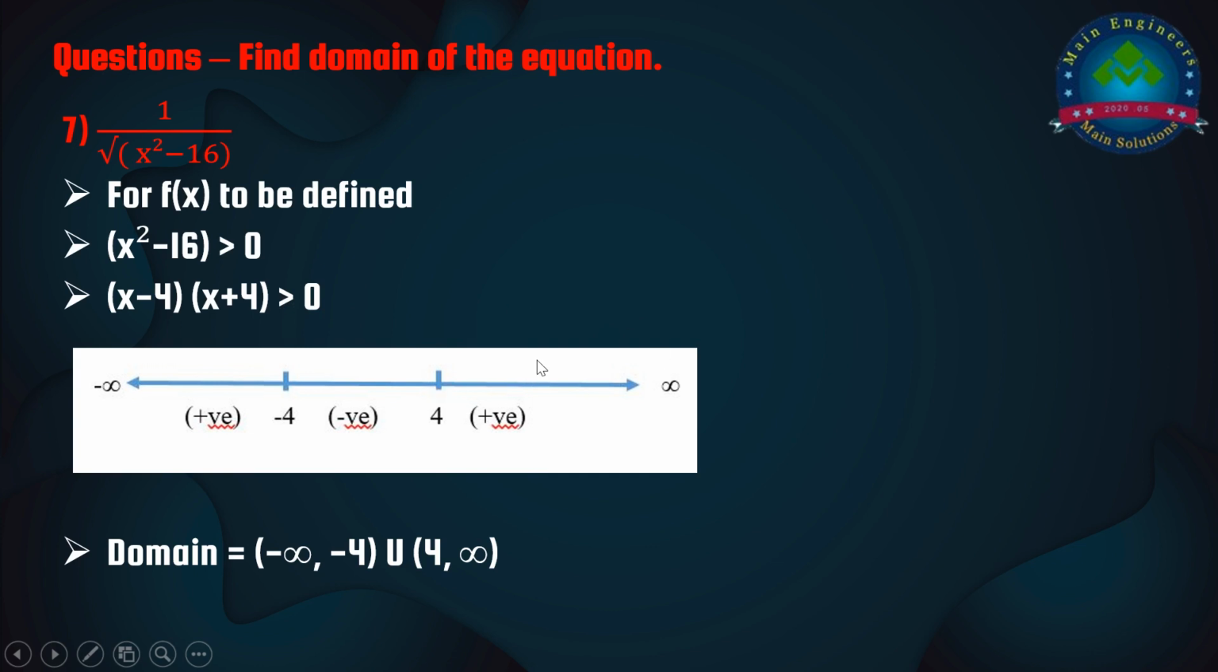So what is the domain? Our domain is going to be from minus infinity to minus 4, but we cannot include minus 4 because there is no equals to 0 sign. The expression is not equal to 0, so we cannot include minus 4. So minus 4 is excluded, union again from 4 to infinity, but we cannot include 4 because the expression is not equal to 0. So 4 to infinity. So these bracket signs, included and excluded, are very important. You should be very careful while you are putting those signs. So that's it for the domain.